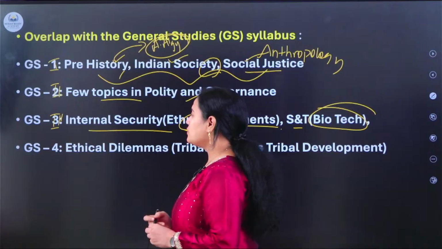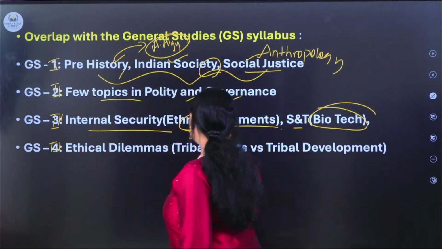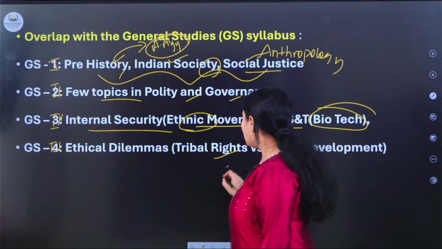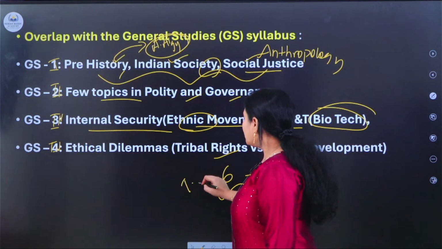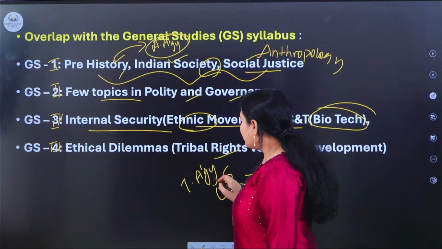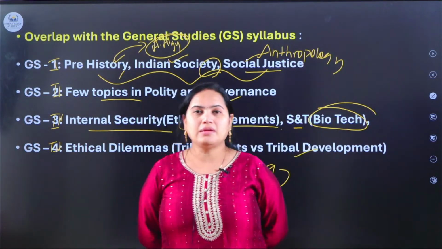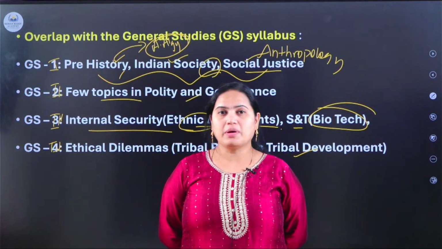And then in GS4, ethical dilemmas. So ethical dilemmas, tribal rights, tribal development. So paper 2, starting from the 6th chapter to the 9th chapter, it completely talks about tribal anthropology, where we study the tribal profile, we will study the problems faced by the tribal people, land alienation, rehabilitation techniques, okay, their health, we will study so many things.